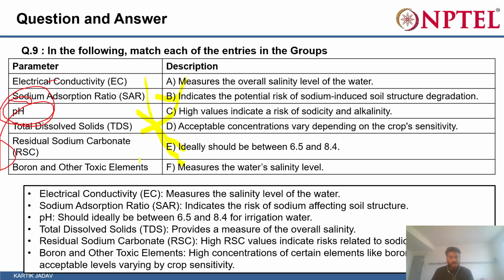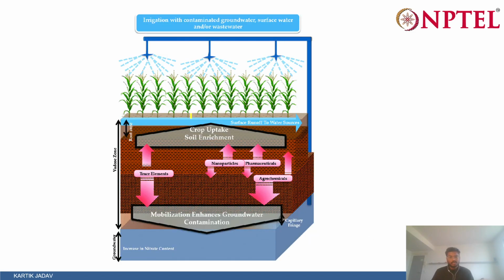And residual sodium carbonate: a high residual sodium carbonate value indicates risk related to sodicity and alkalinity. And boron and other toxic elements have acceptable concentrations, very different. So it's an easy one, I think.